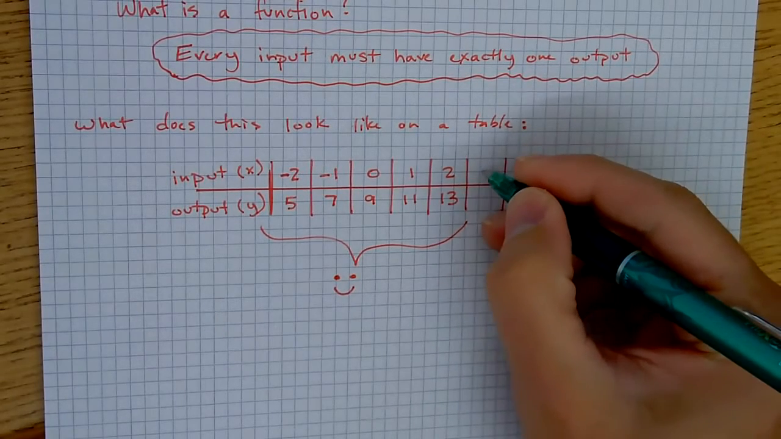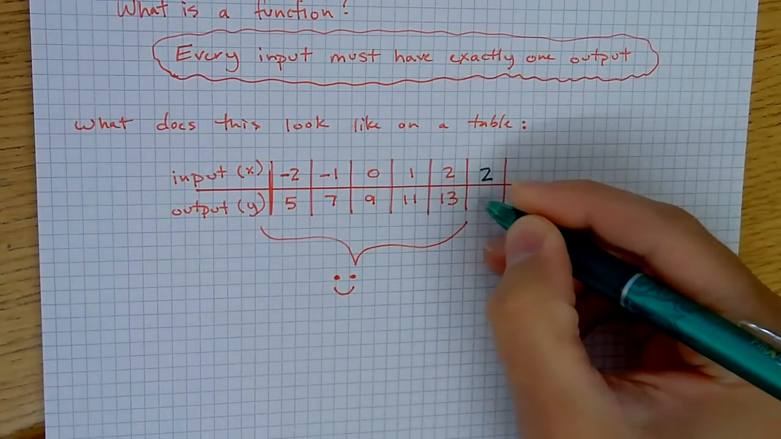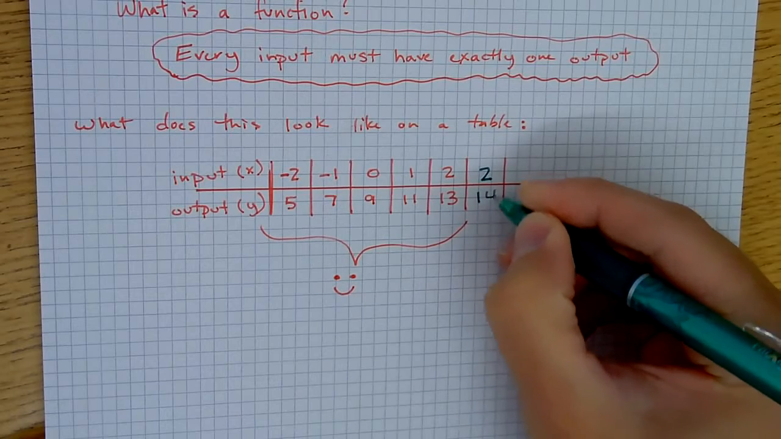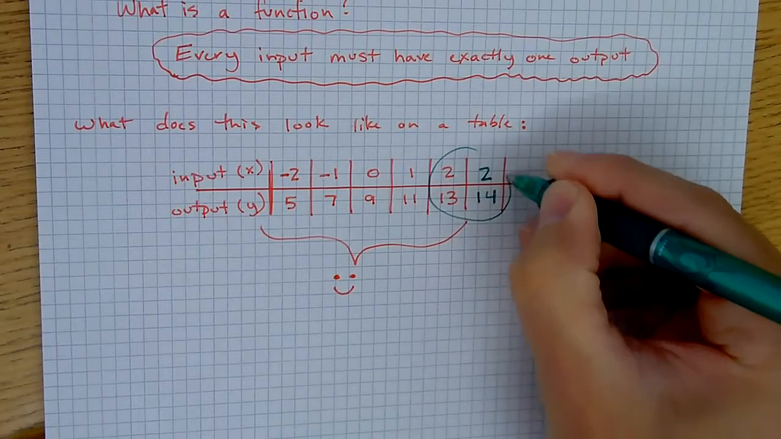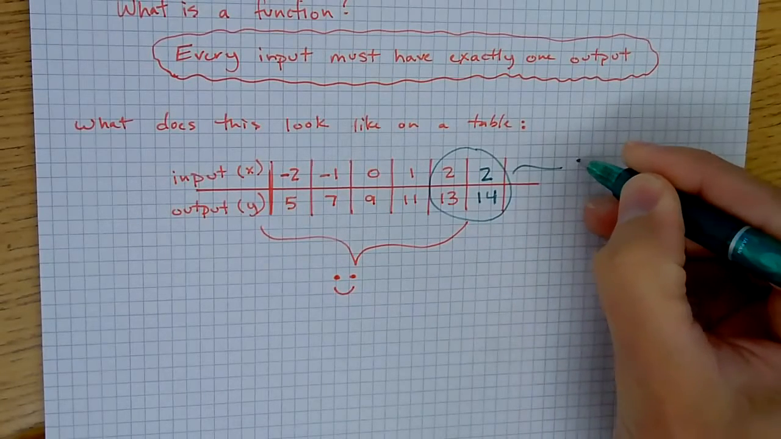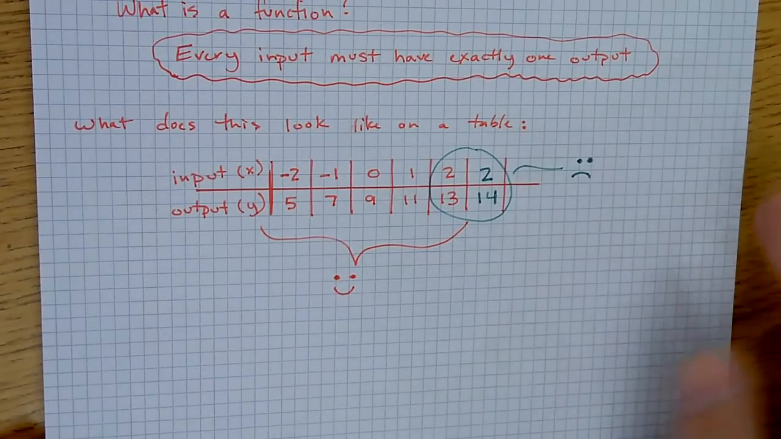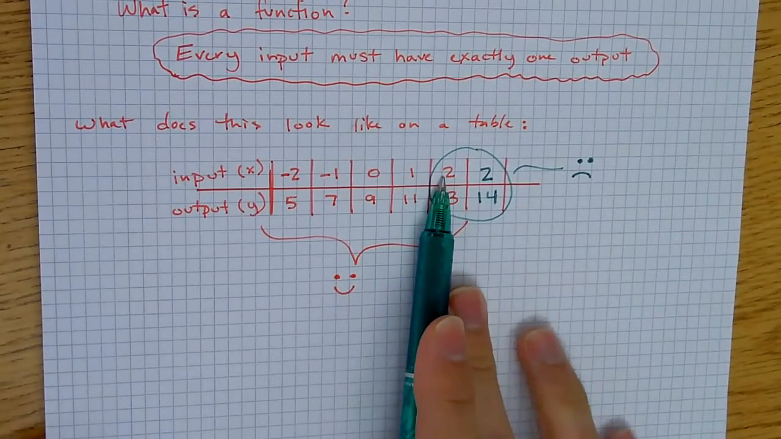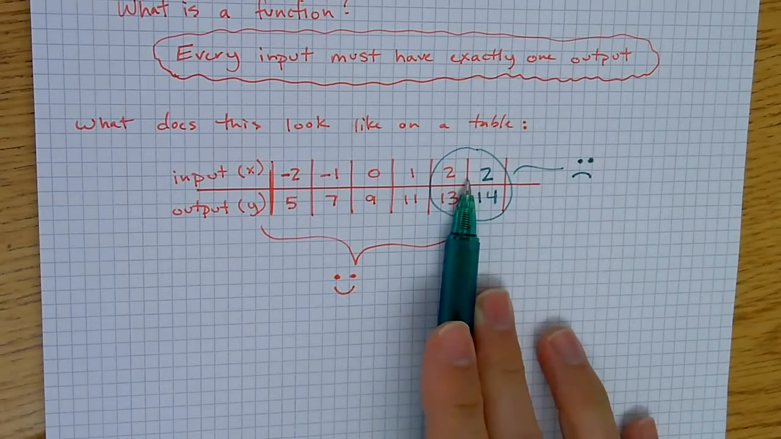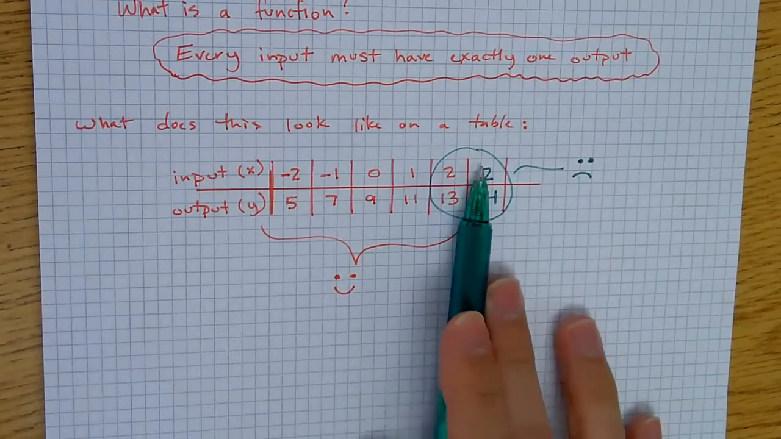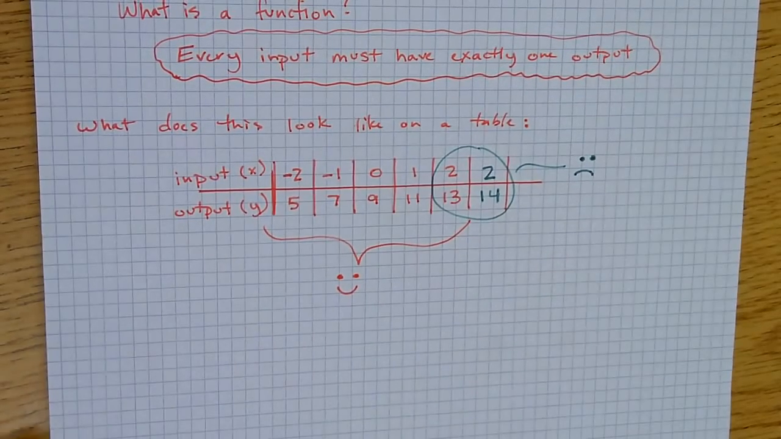However, if we added another input of 2, and let's say we got an output of 14, this part is sad. Okay, that's not going to be good. We don't want to plug in the same number and get 2 different outputs, right? If we plug in a 2 and get a 13, if we plug in a 2 again, we want to get 13 again. In this case, we plug in a 2, we got 13, next time 2, and then 14. That would make it not a function.